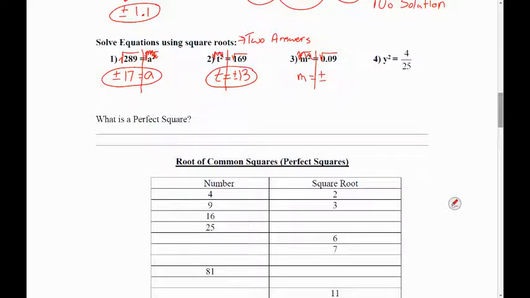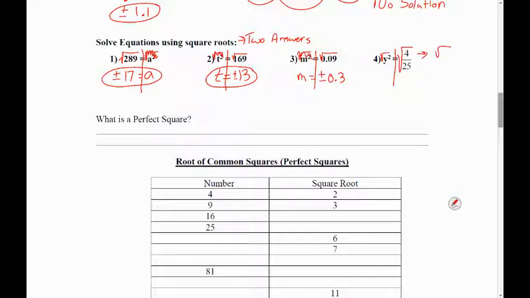I'm going to have a positive and a negative answer here. And it's 0.3 or 3/10. Okay? And number 4, same thing. Even though it's got a fraction, we put it over the entire thing. Again, if you're good with your calculator, you can type that in, no problem.